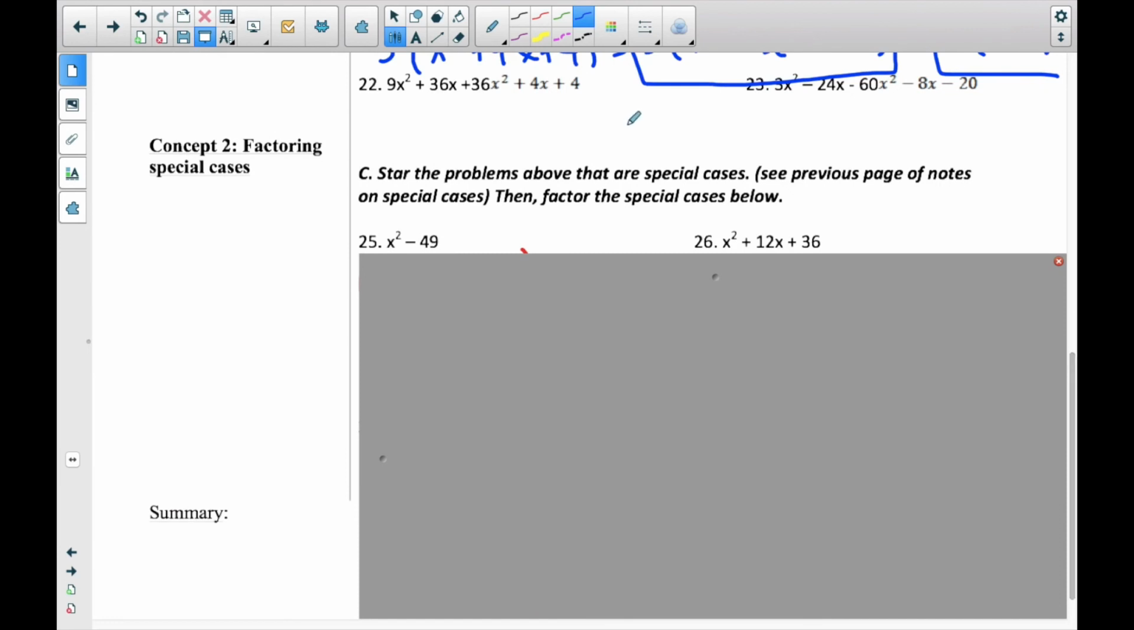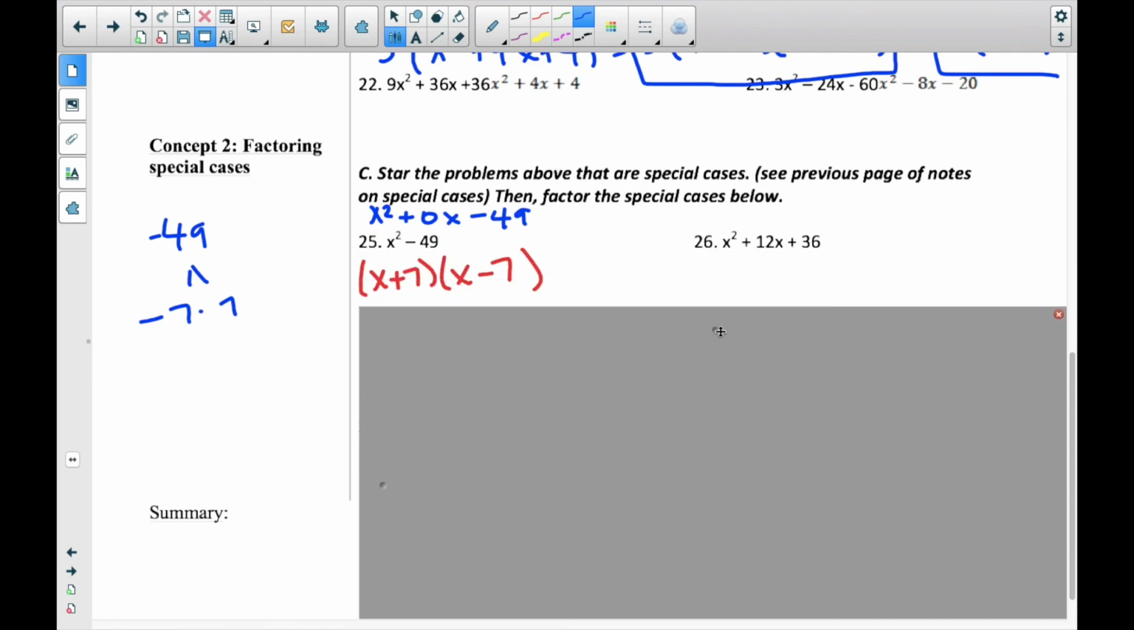We just haven't called them special cases. If we think about number 25, there's no x term in the middle, right? But we could put a 0 there. And so now we're thinking of what numbers multiply to be negative 49 that add up to 0. Well, the numbers that multiply to be negative 49 that add up to 0 are negative 7 and 7. And so when we factor that, we're just going to have x plus 7 and x minus 7.